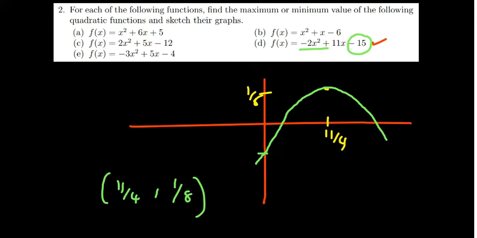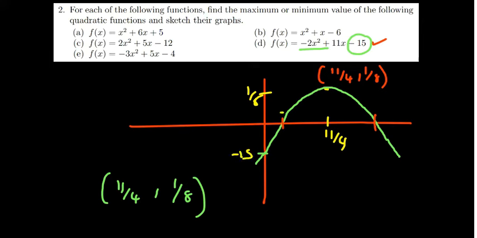Remember, I've said the fact that it has a negative a means it has a maximum point. But you've shown your turning point already. You can even put it there, 11 over 4 comma 1 over 8. Now these points are also important. We call them the x-intercepts. The y-intercept, we've already said is negative 15.